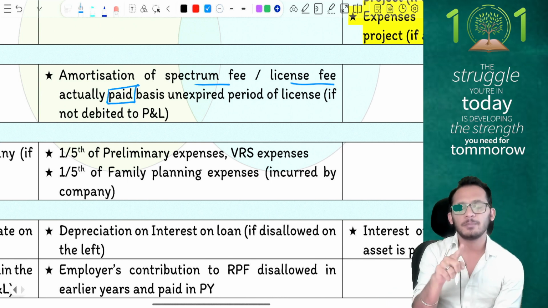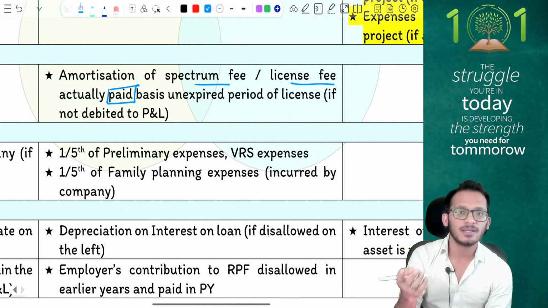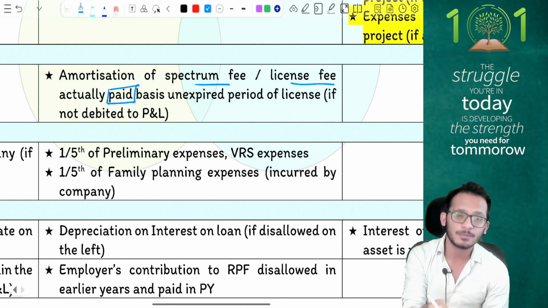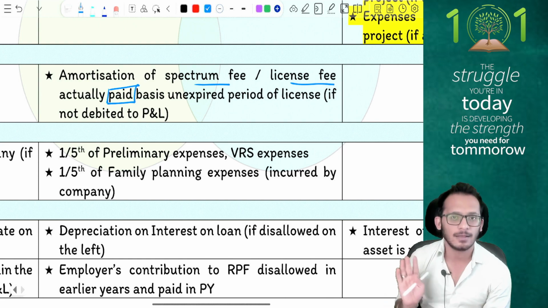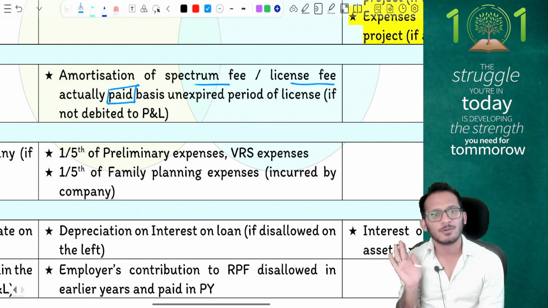Now if it is not there in the P&L, then you can claim it as deduction. If it is there in the P&L, please note that you can only claim the amortized portion, which means anything in excess will get disallowed. Are we clear?